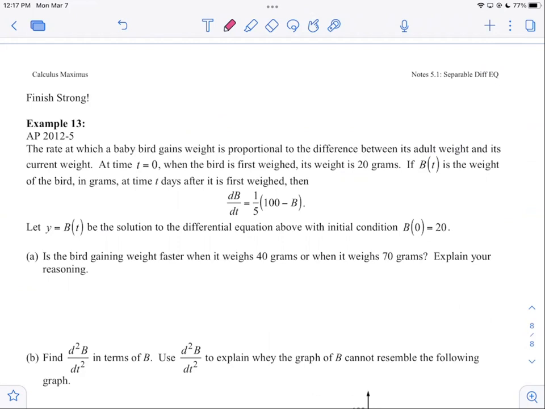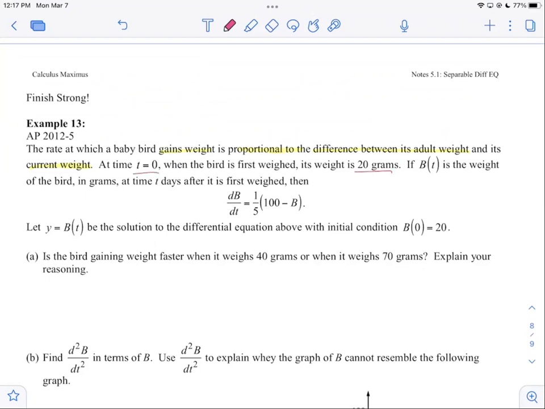So you're almost 4 hours into the test and you get into this and you're like, oh, a baby bird, and then you perk up, right? He's like, oh, I like baby birds. The rate at which a baby bird gains weight is proportional to the difference between its adult weight and its current weight. Is that strictly exponential? No. If it were strictly exponential, it would say the rate at which a baby bird gains weight is proportional to its current weight. That's it. But it's proportional to the difference between its adult weight and its current weight. Okay, all right. At t equals 0, when the bird is first weighed, it weighs 20 grams.